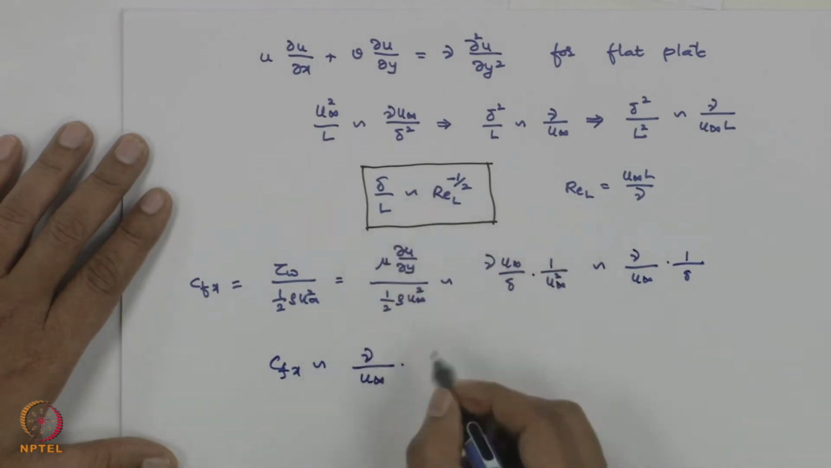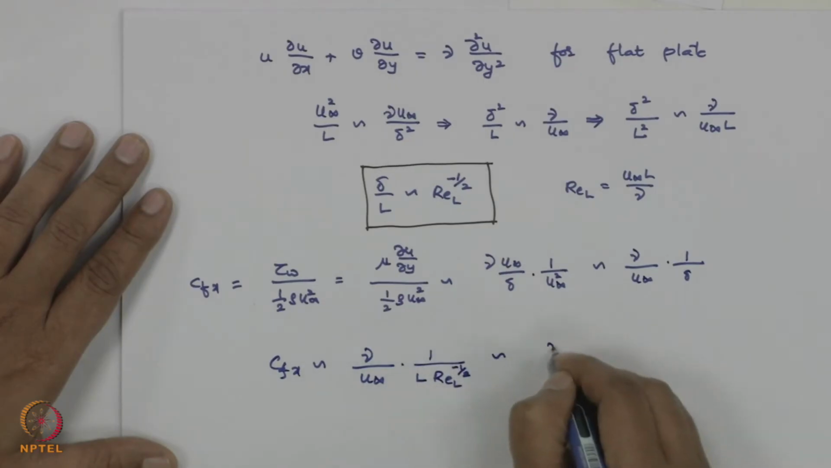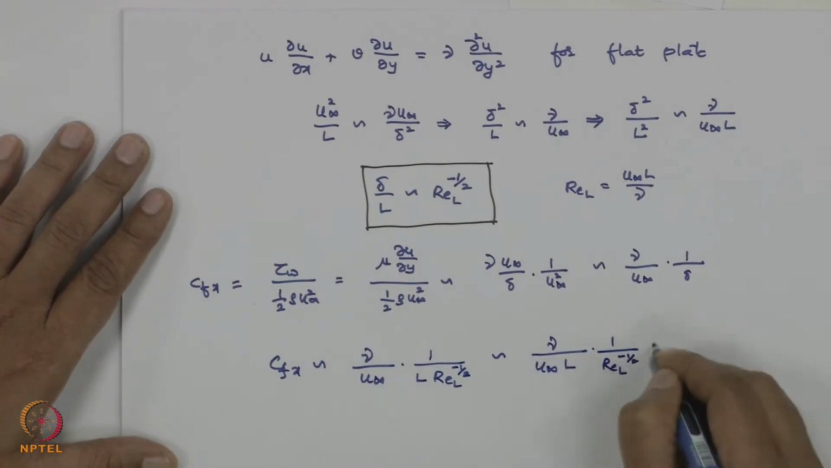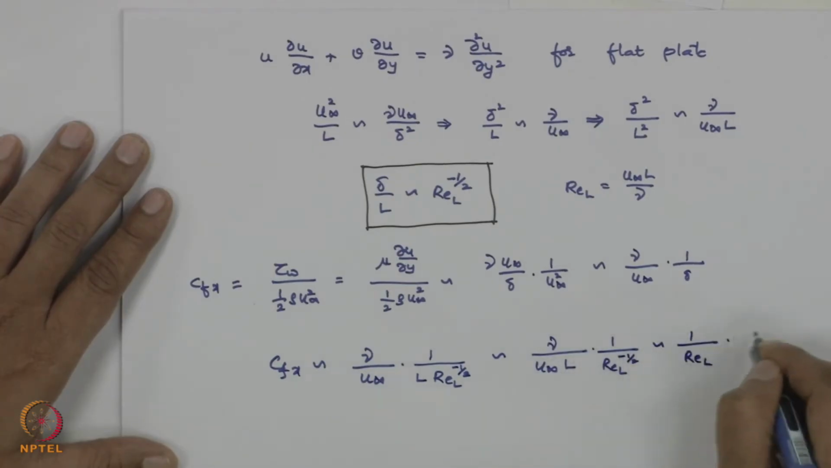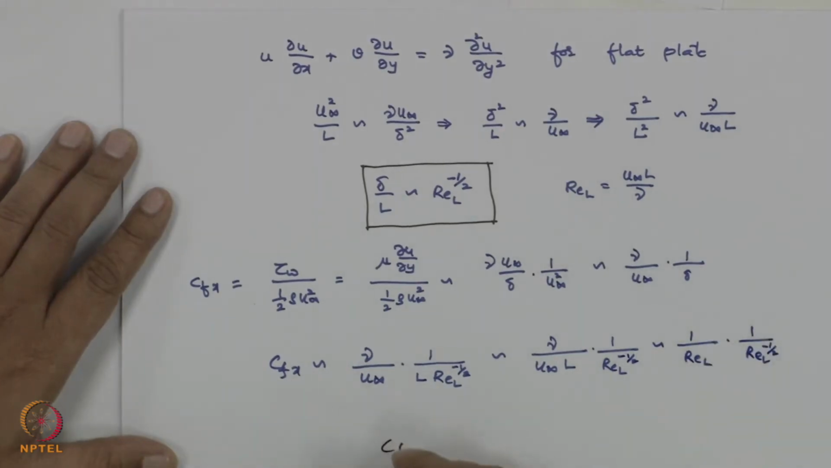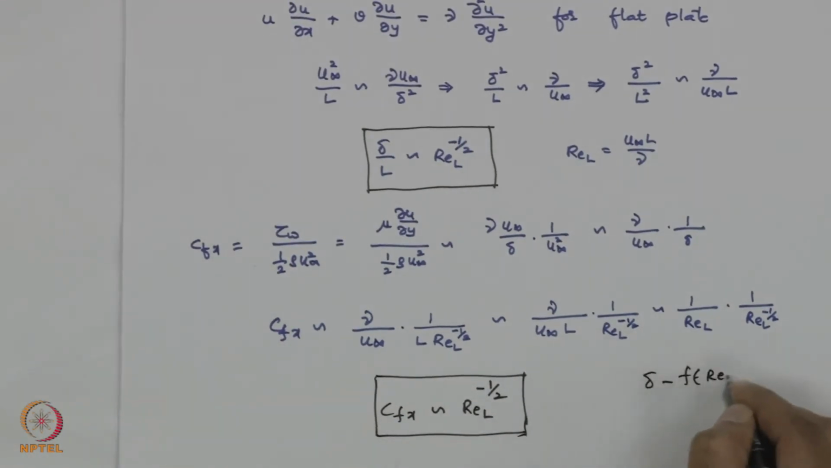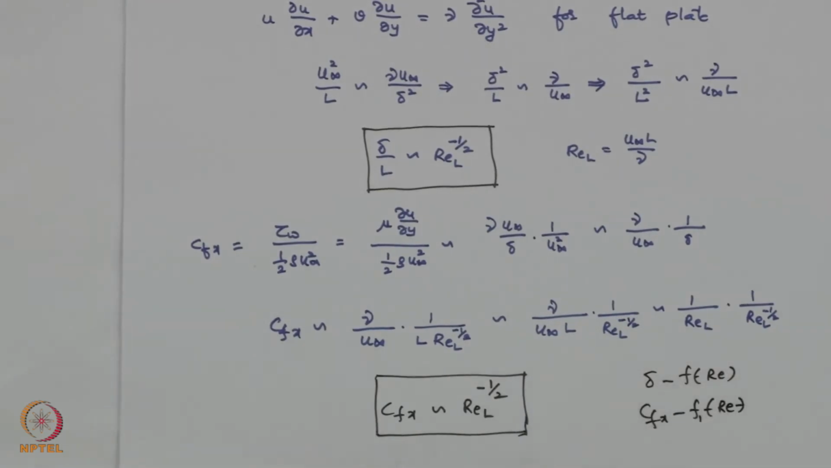What is delta? L Re_L to the power of minus half. That is nu upon u infinity L, upon Re_L to the power of minus half, that is 1 upon Re_L into 1 upon Re_L to the power of minus half. So I get C of x is of the order of Re_L to the power of minus half. You see, from our non-dimensionalization we had gotten that delta is a function of Reynolds number and C of x is a function of Reynolds number. So we have gotten the same thing.